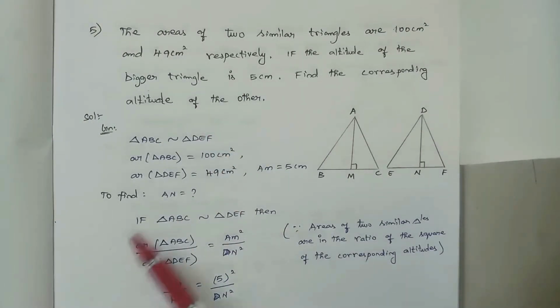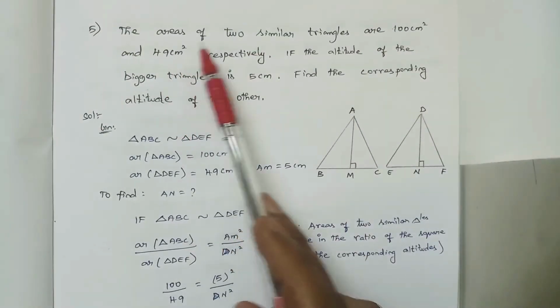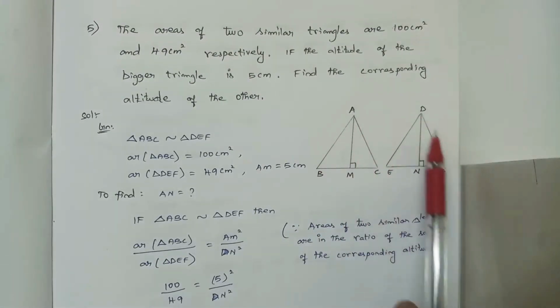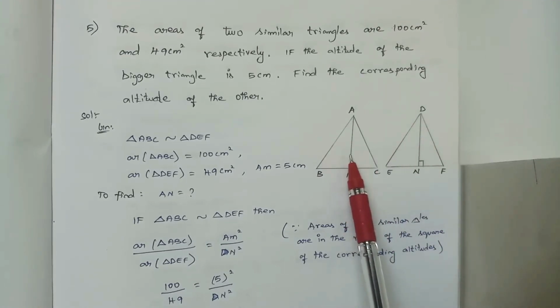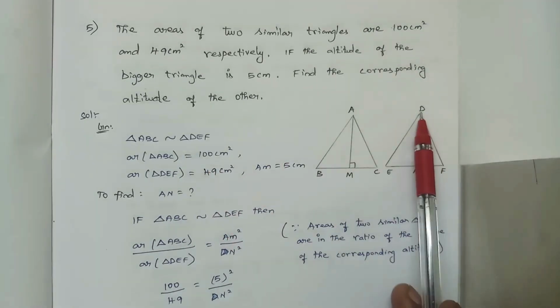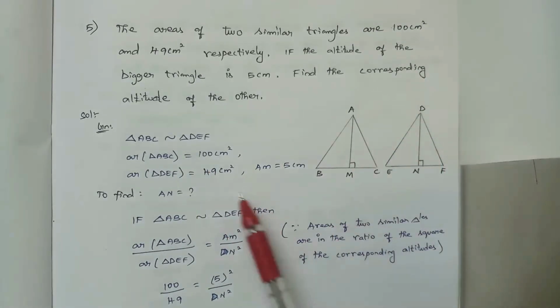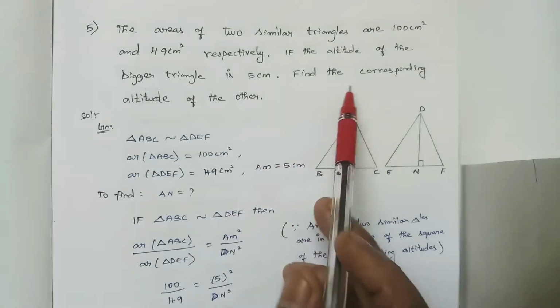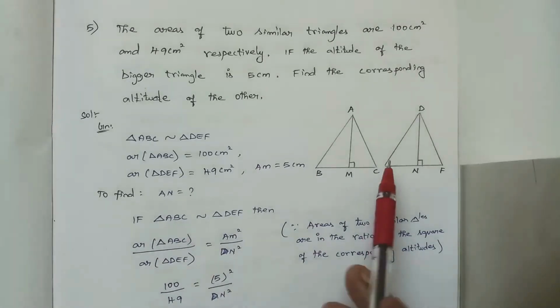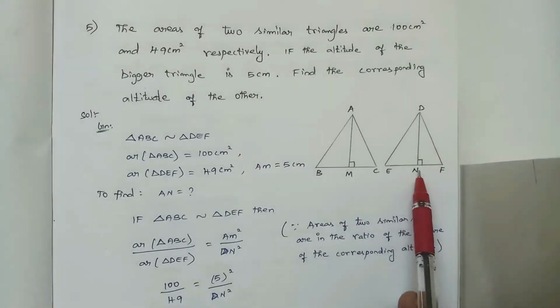So I'm just assuming that we have two similar triangles, ABC and DEF. The area of triangle ABC is 100 centimeter square, and the area of triangle DEF is 49 centimeter square. Let me draw what we want to find: the altitude of the second triangle.